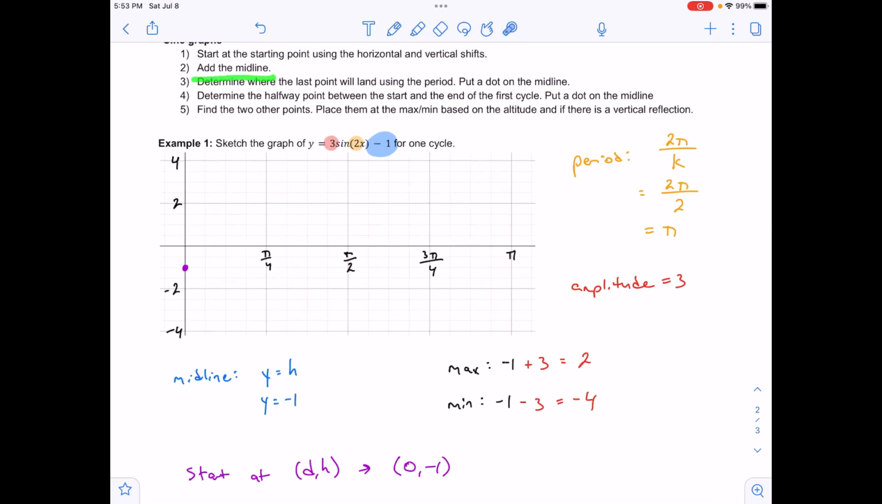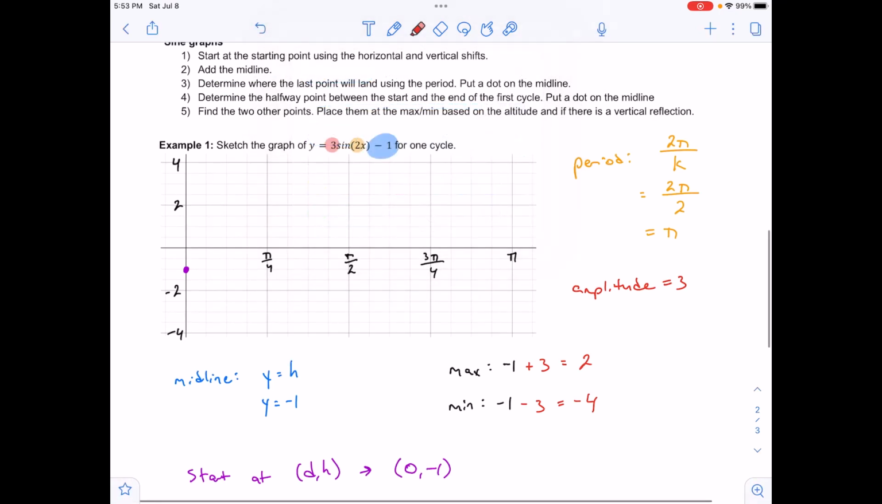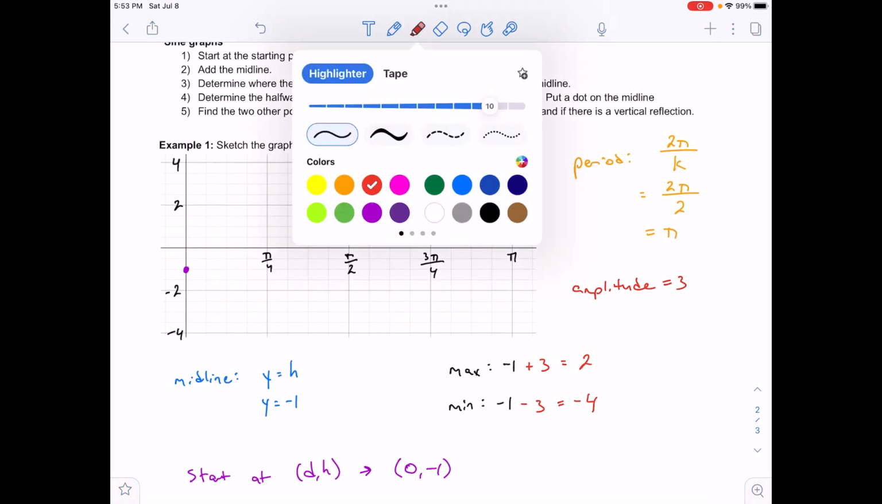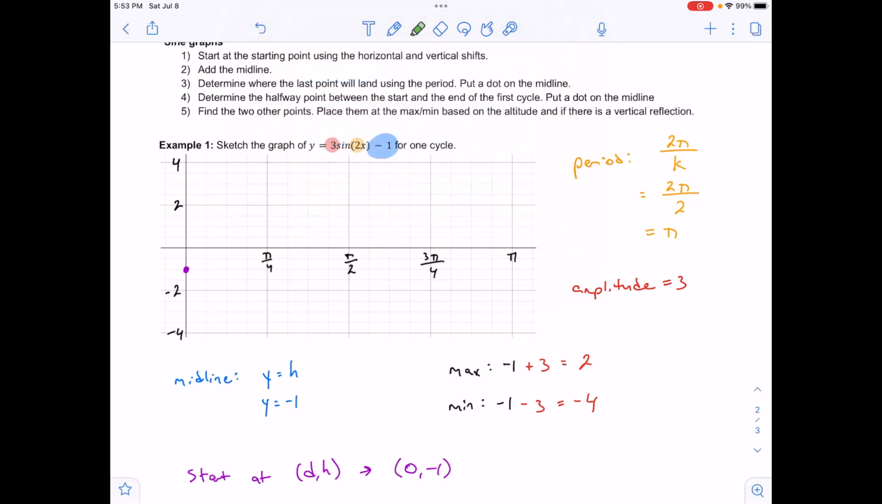Now I need to add the midline. I'm going to do the midline in just a dotted line here, and our midline was at -1. Recall that we do not draw an actual straight line because it is not a part of your graph. It is just a guiding line. Okay, so we've started our starting point, we've added the midline.